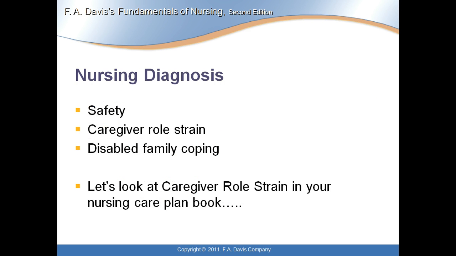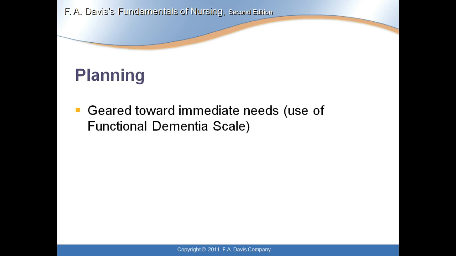So for nursing diagnosis, it will be safety, caregiver role strain, and disabled family coping. And according to this, let's look at caregiver role strain in your nursing care book. Planning is geared toward the immediate needs, using the functional dementia scale. Again, your planning is really safety, getting them some help, and probably getting some sort of assisted living.